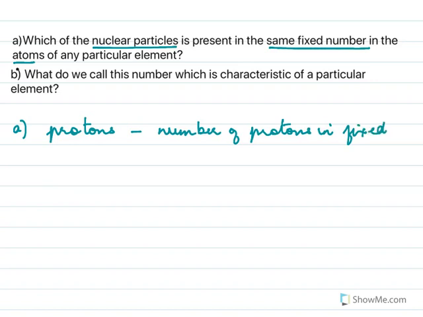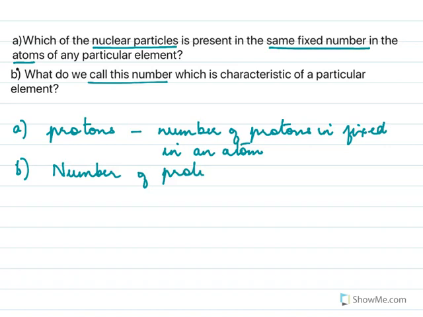The electrons could change, that we will see later, but the number of protons is fixed in an atom. And we know this number. What do we call this number? We call this number the atomic number. So the number of protons is called the atomic number of the element.